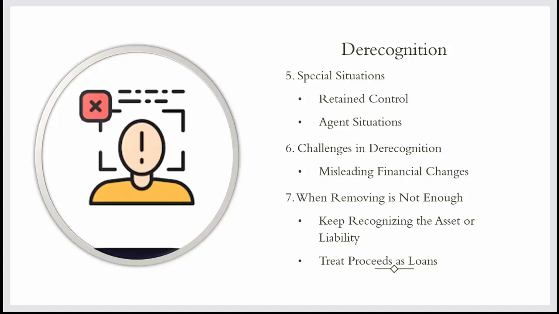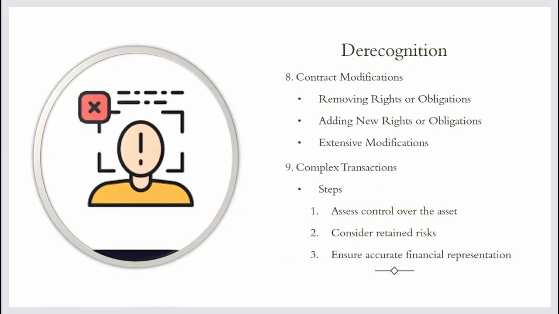Treat proceeds as loans. Money received or paid during the transfer might need to be treated as a loan rather than as income or expense. For example, if a company sells inventory but has an agreement to buy it back, the proceeds might be considered a loan. Contract modifications. When a contract is changed, consider removing rights or obligations.